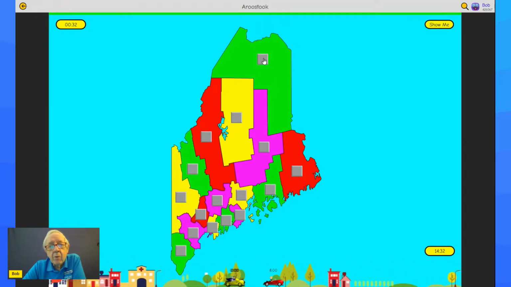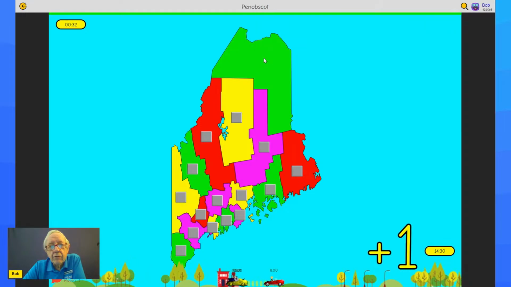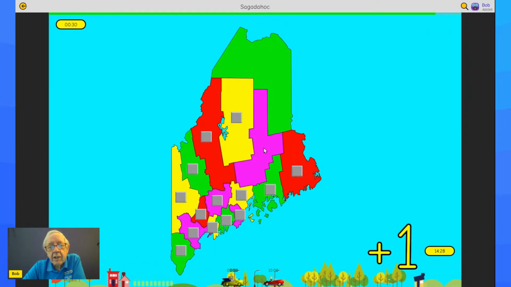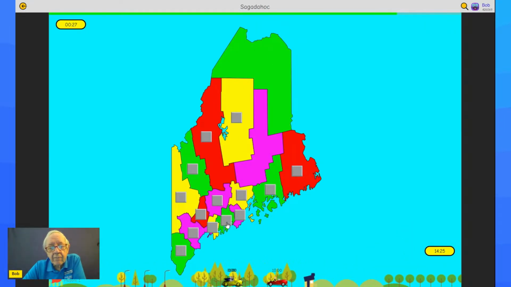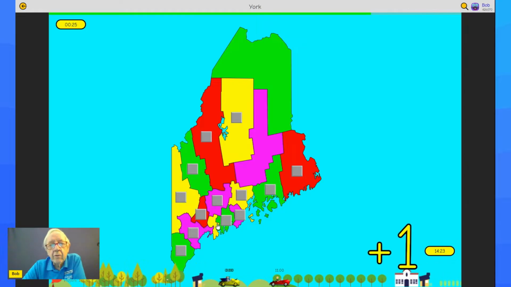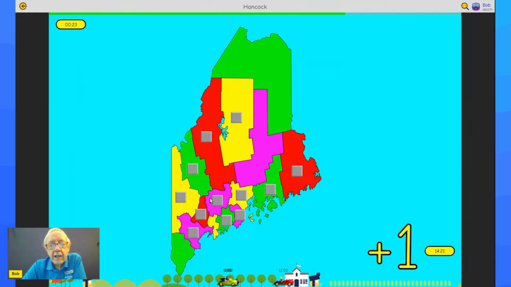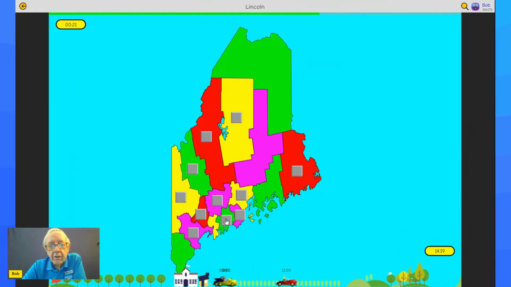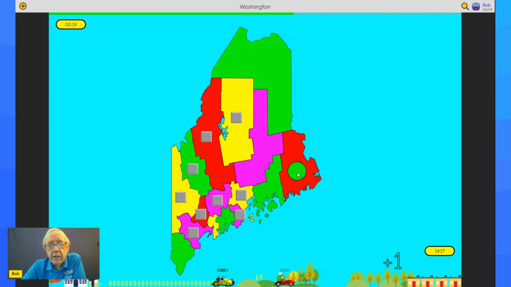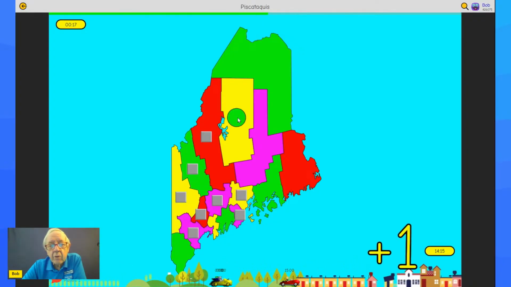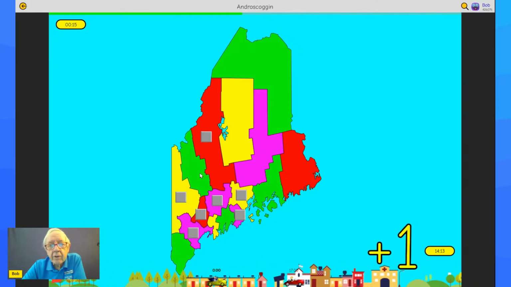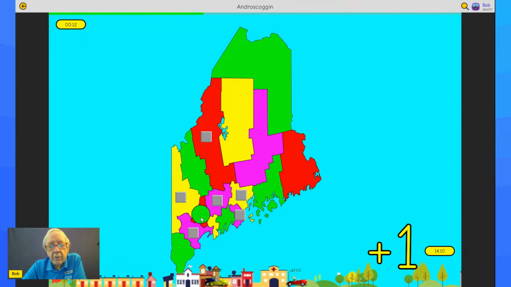These are in random order, apparently. Aroostook, Penobscot, Sagadahoc. Which one is it? Yes, this yellow one. York, Hancock. I'm going to beat the clock. Lincoln, Washington, Piscataquis. Franklin is the green one. Androscoggin is the red one.